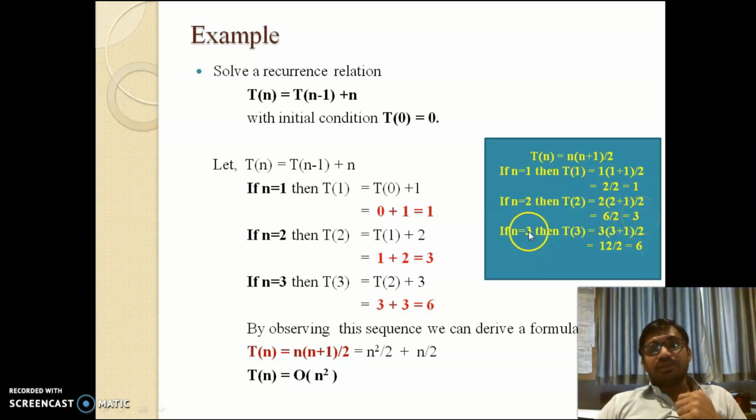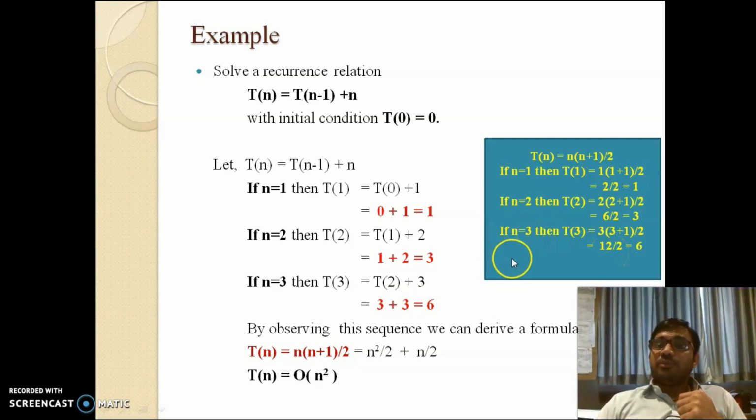Now check for n is equal to 3, then we can say 3 into 3 plus 1 divided by 2, so that is 3 into 4, that is 12. 12 divided by 2 is equal to 6. Here when we put the value of n is equal to 3, at that time we are getting 6. Here also we are getting 6.